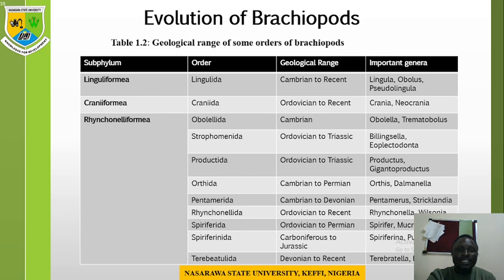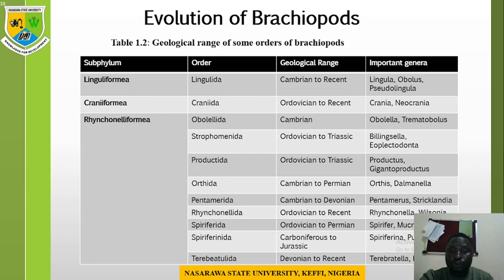Then we have the Rhynchonelliformea. Of course, we have others such as the Obolellida. The geological range is mainly Cambrian, and the important genera are Obolella and Trematobolus. Then we have the Strophomenida under the Rhynchonelliformea. The geological range is between the Ordovician to Triassic, and we have important genera such as Billingsella and Eoptychodonta. Then we have the Productida under Rhynchonelliformea, and the geological range is between the Ordovician to Triassic. We have such important genera under this as Productus and Gigantoproductus. Then we have Orthida, which is an order under the Rhynchonelliformea.